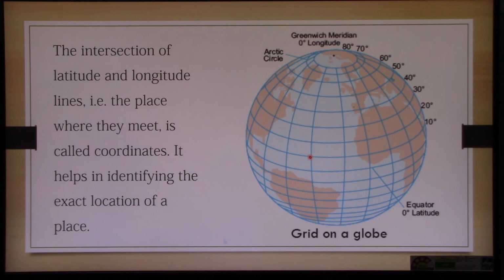Now, what are these intersections called? They are called the coordinates. And how does it help? In identifying the exact location of a place. So children, every line of latitude and longitude has such a big role. These grids have such a big role in finding out a place, and these points, coordinates, children, help us tell the exact location of where you are.